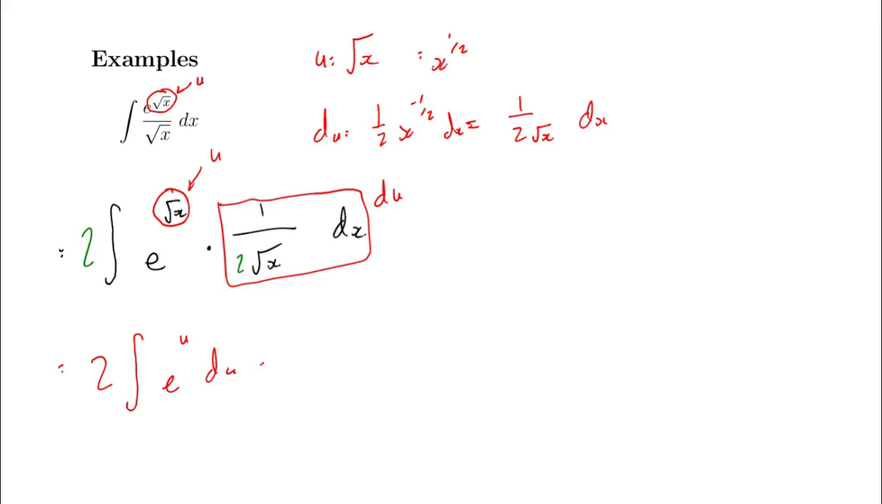This is one of our nicest antiderivative functions because you just don't do anything, right? You just leave it the way that it is. And so this is really 2e to the root x plus c. If you wanted to check this, just do the chain rule on it, see what happens, multiply that out with that derivative of the inside, and it should work out fine.